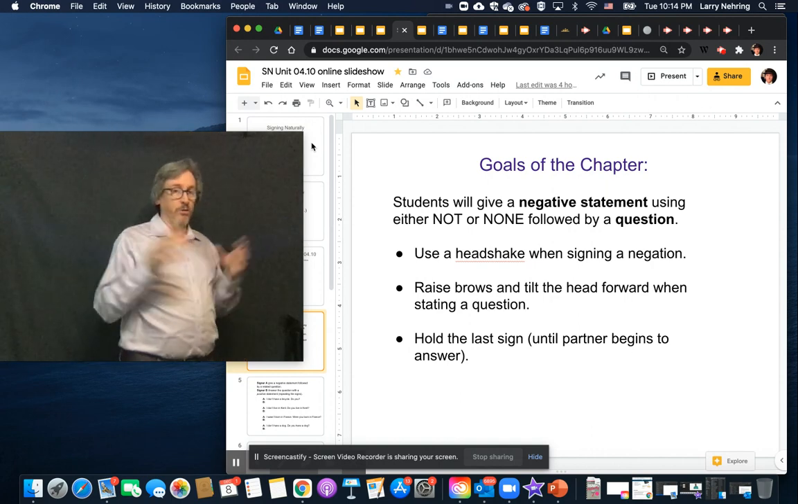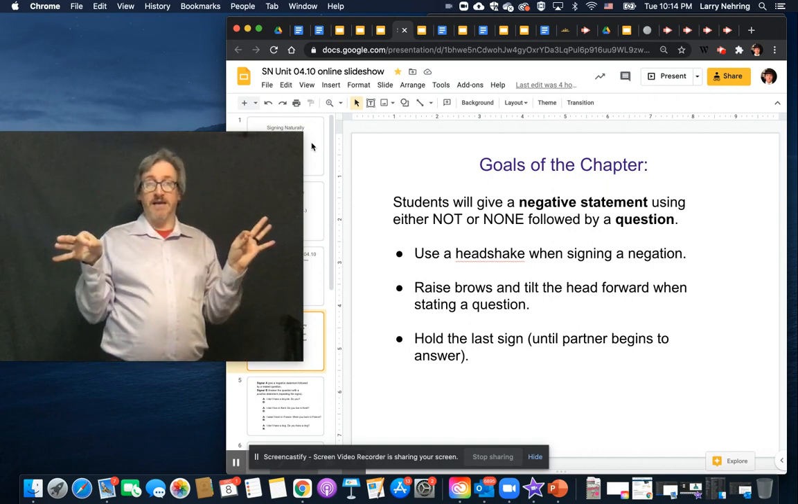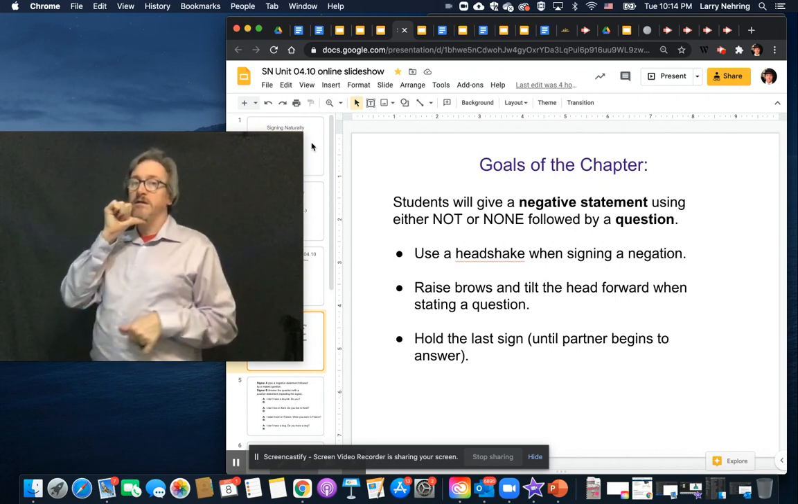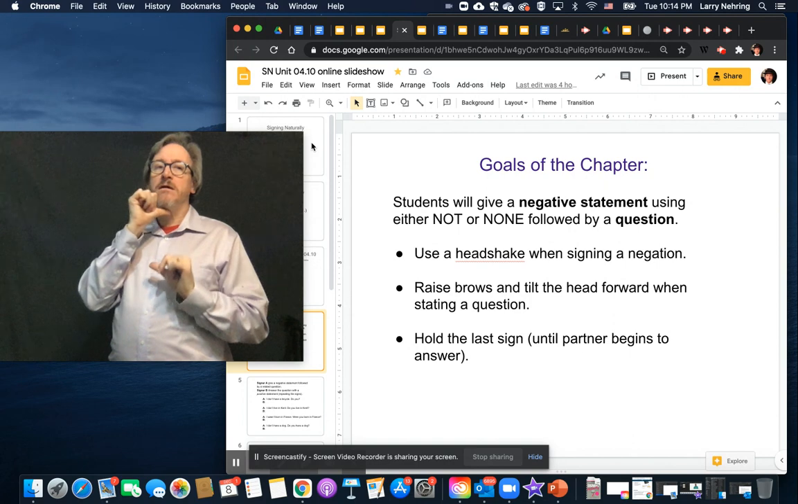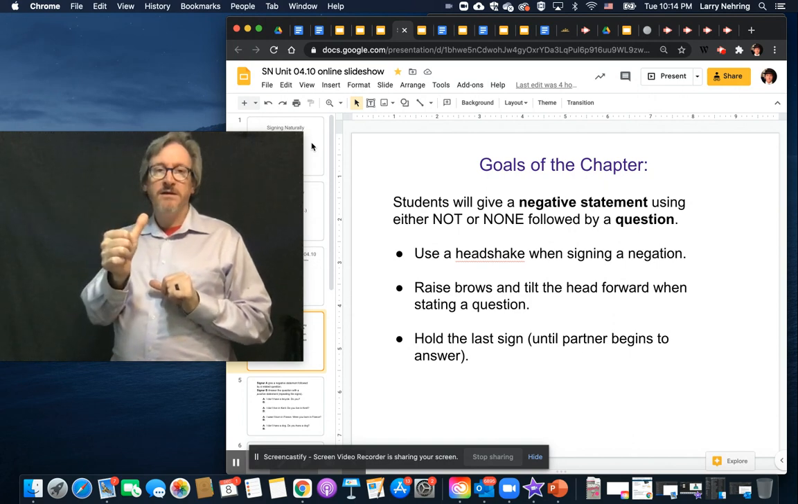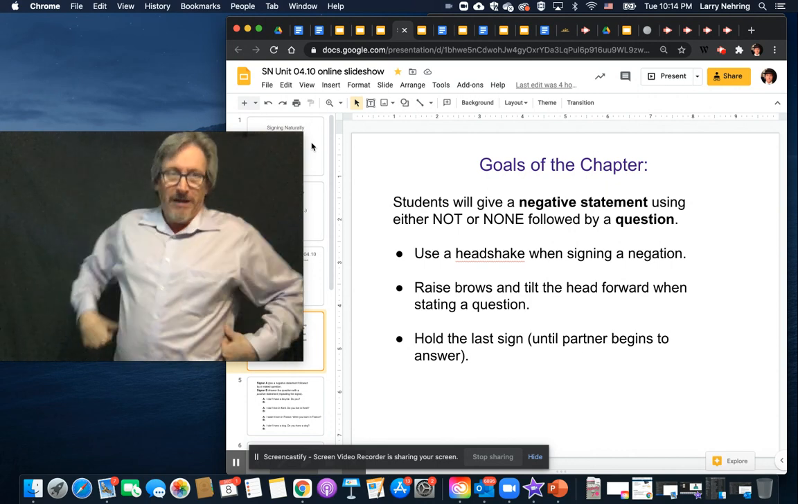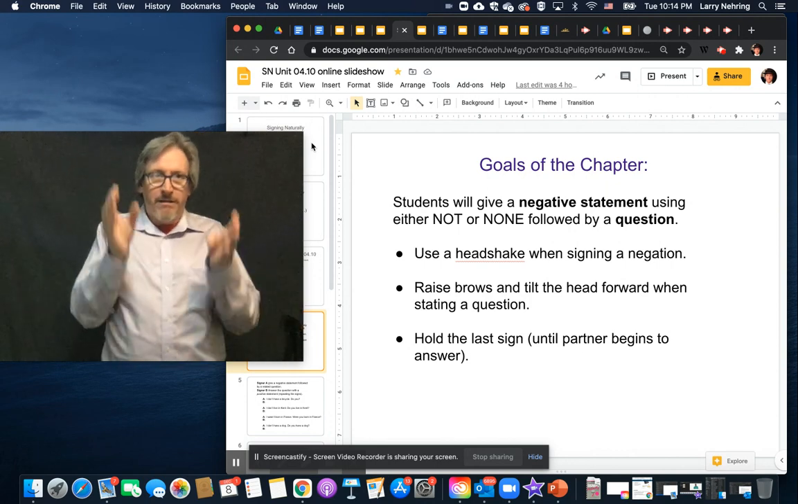So the goal of the chapter is that you're going to give a negative statement using either not, which is, again, like an extended A from under the chin. Not. You bite your thumb at me, sir. I bite my thumb, sir. You bite your thumb at me, sir. It's the law of our side if I say I. Thank you, Romeo and Juliet.